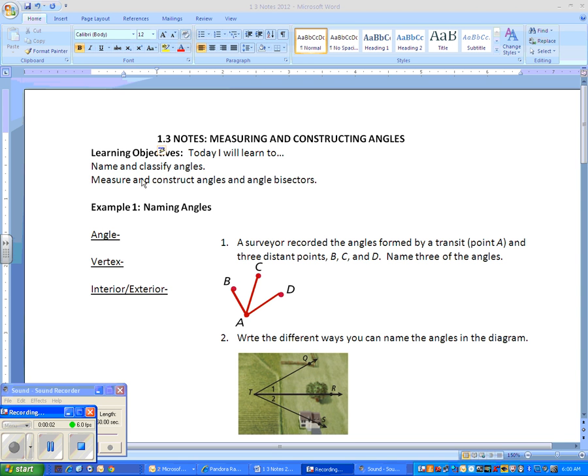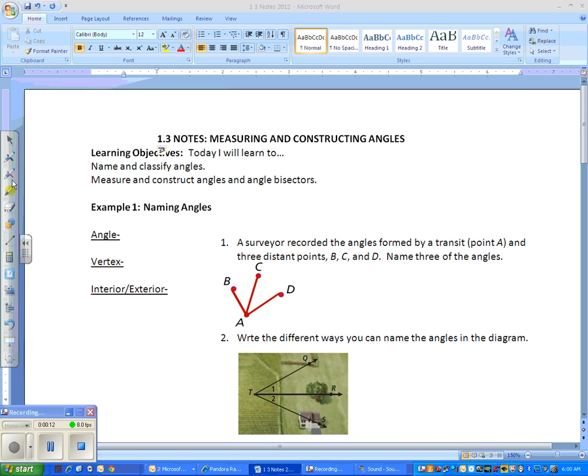Hello. Today we're going to start on 1-3 in geometry, and that's measuring and constructing angles. Sorry to say we won't be really constructing angles yet, but I promise we'll get to it. So today, by the end of the video, you will be able to name and classify angles and measure and construct angles, and then angle bisectors we'll probably get to in class the next day.